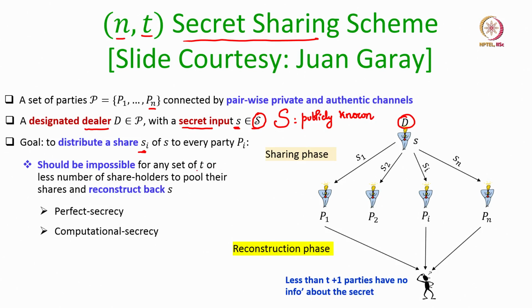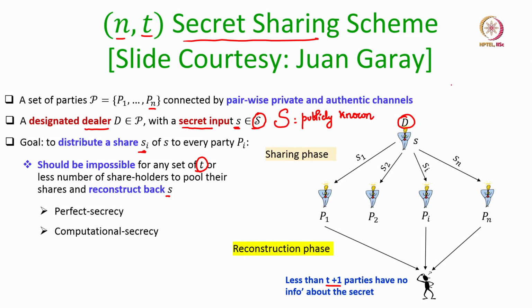it should be impossible for any subset of t or fewer parties, or t or fewer shareholders, to reconstruct back the secret together. That means, if any subset of t shareholders come together and they exchange their shares, they tell their shares to each other and then try to compute what exactly was the dealer's secret, they should fail to do that. Whereas, if t plus 1 or more shareholders come together and exchange their shares, that means, if t plus 1 or more shares are revealed, then the secret can be reconstructed back uniquely.